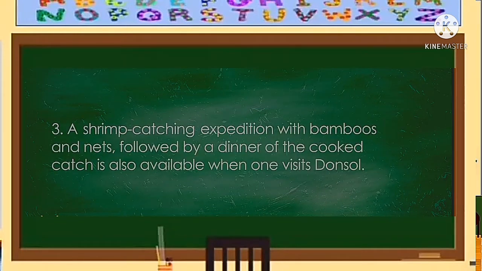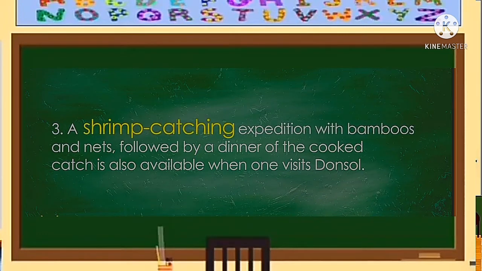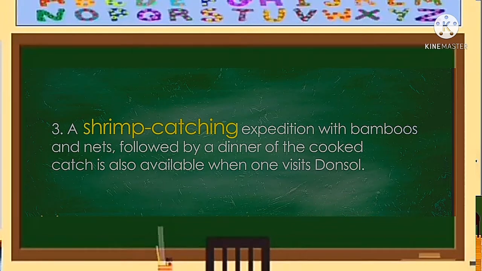Number 3. A shrimp-catching expedition with bamboos and nets followed by a dinner of the cook catch is also available when one visits Donsol. What type of adjective is shrimp-catching? Yes, shrimp-catching is a compound adjective. We have two words, shrimp and catching, joined by a hyphen.